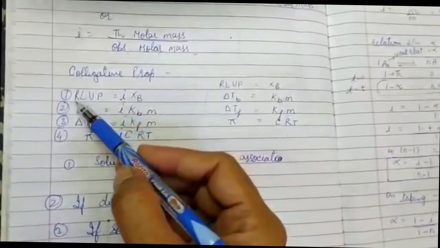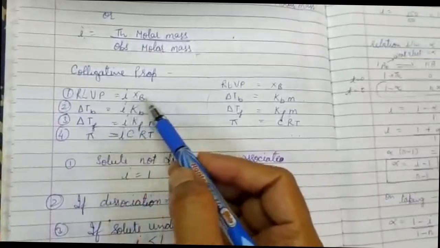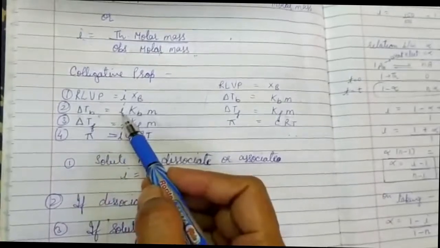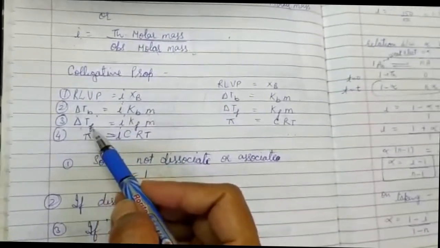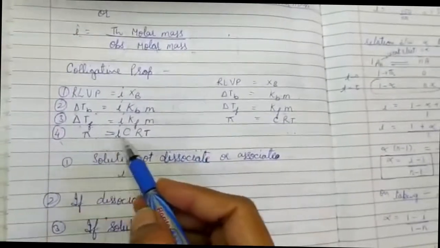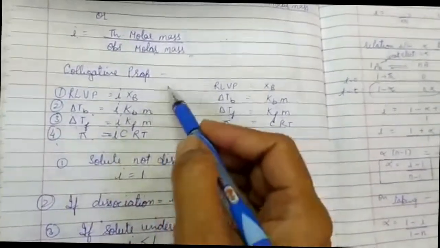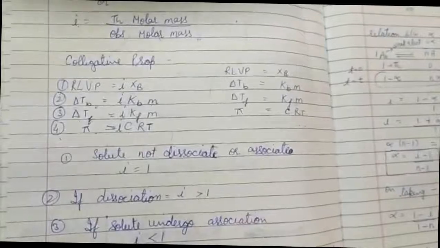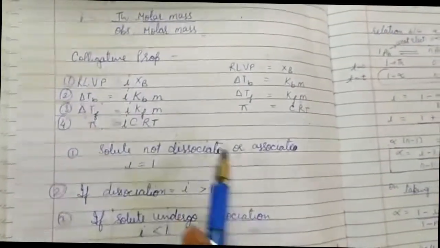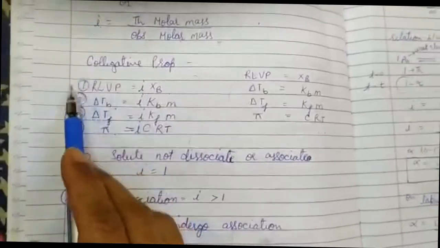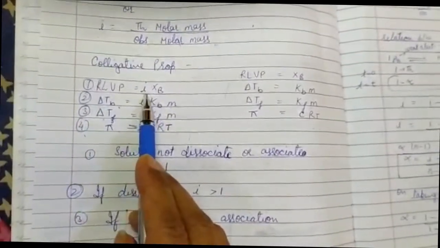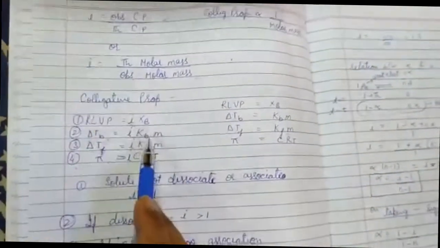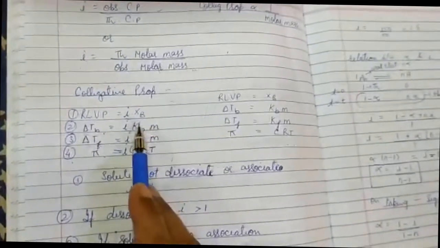Okay, then the first colligative property formula becomes relative lowering of vapour pressure equals I multiplied by XB. The second formula is delta TB, that is elevation in boiling point, I multiplied by KBm. Third, delta TF equals I KFm. Fourth, pi equals I CRT. So you should know, if the solute is undergoing association or dissociation, meaning it will dissociate or associate after dissolving in the solvent, then we have to multiply all the colligative property formulas with I, the Van't Hoff factor. So first of all, we have to find out the value of I, the Van't Hoff factor, and then we have to multiply the colligative formula by I.